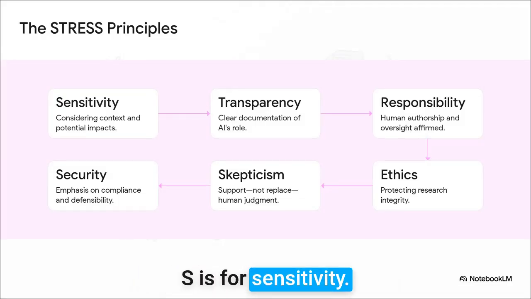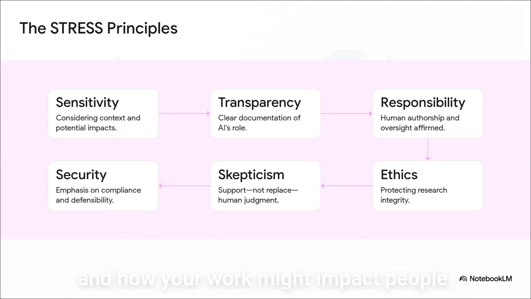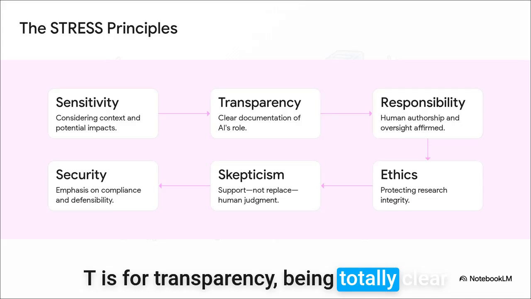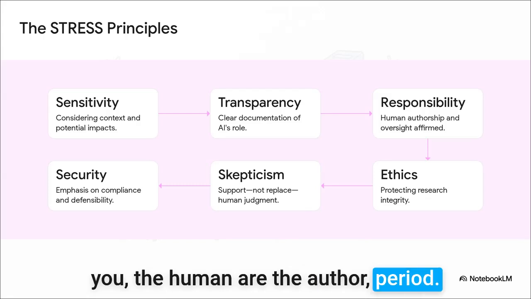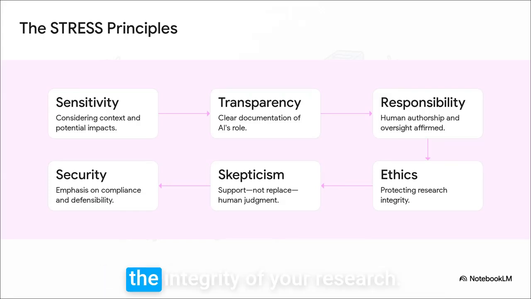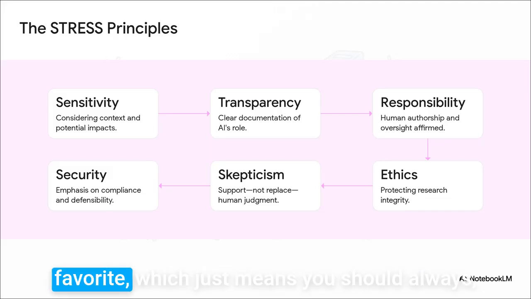S is for sensitivity. That's all about thinking about the context and how your work might impact people. T is for transparency, being totally clear and honest about how you used AI. R is for responsibility, which means you, the human, are the author, period. E is for ethics, protecting the integrity of your research. The first S is for skepticism, my personal favorite, which just means you should always, always question what the AI gives you. And that last S is for security, making sure your data is safe and you're following all the rules.